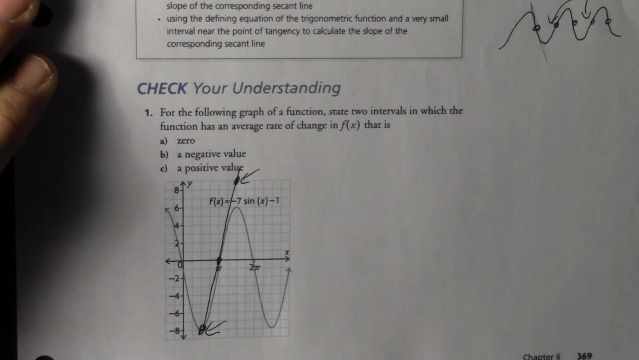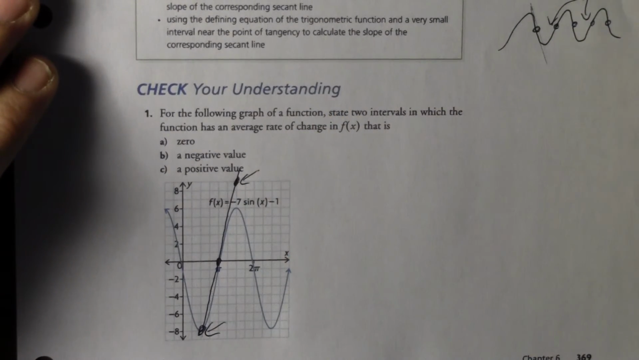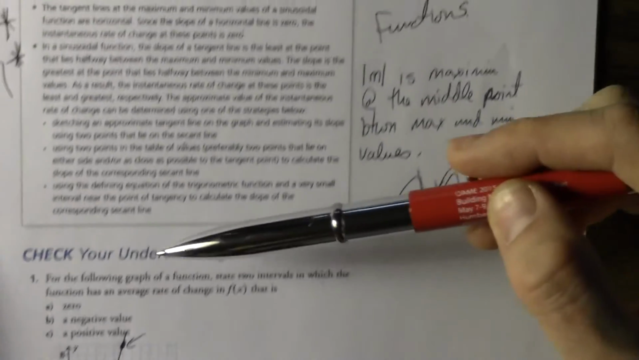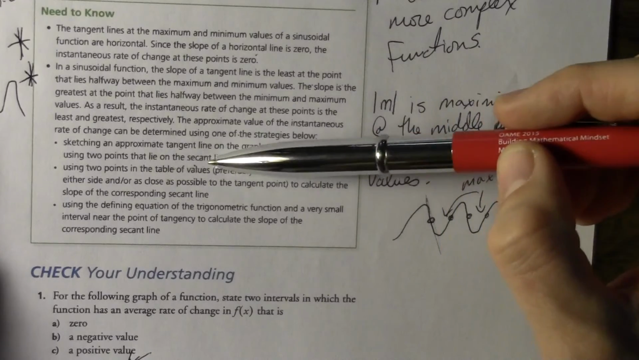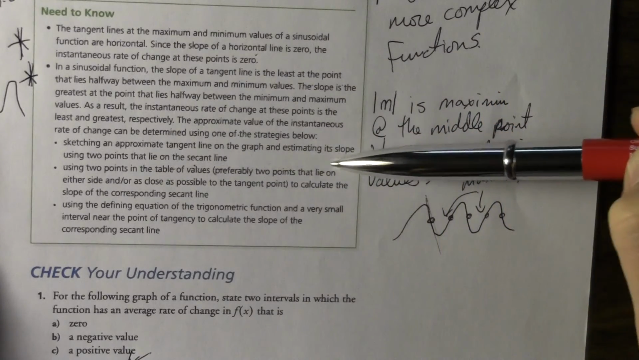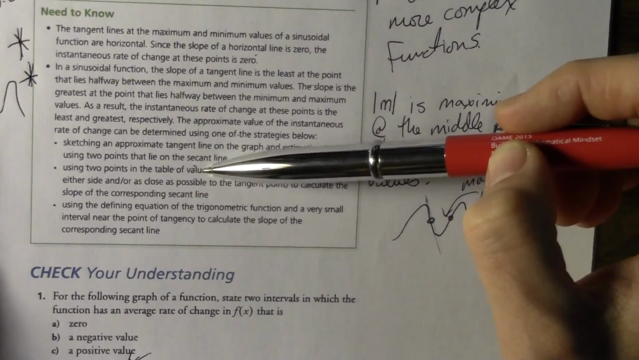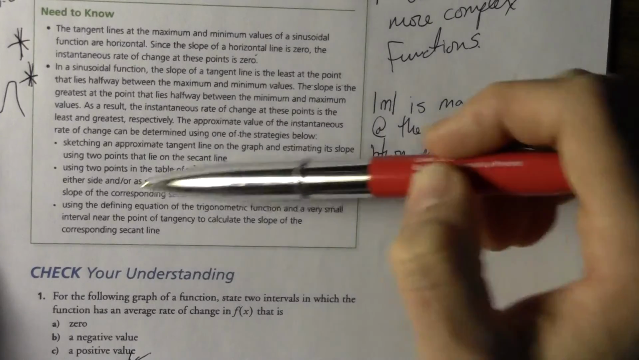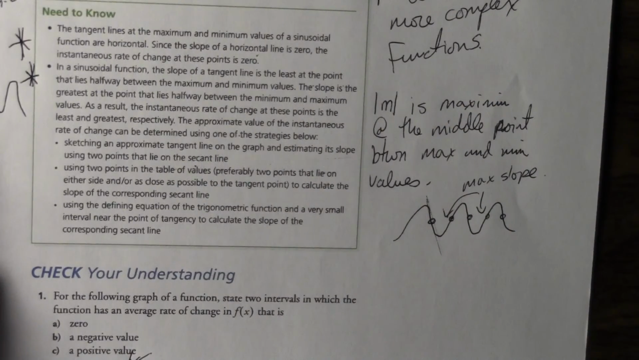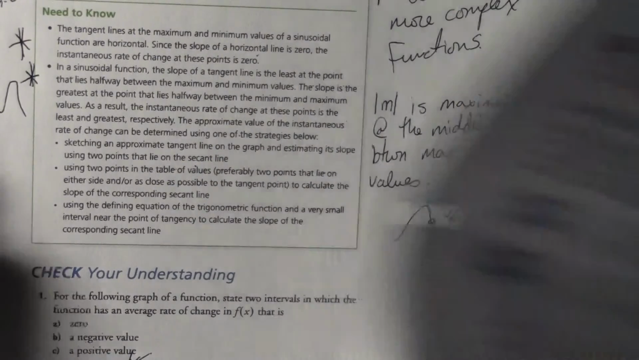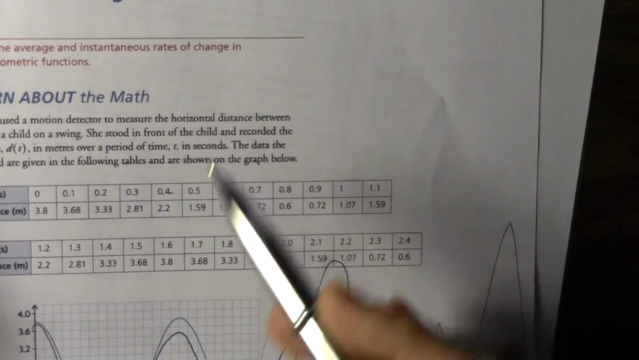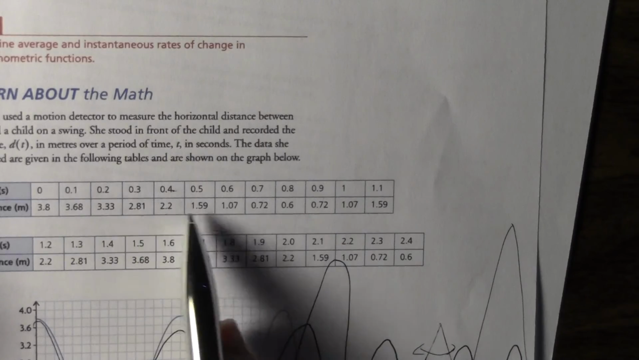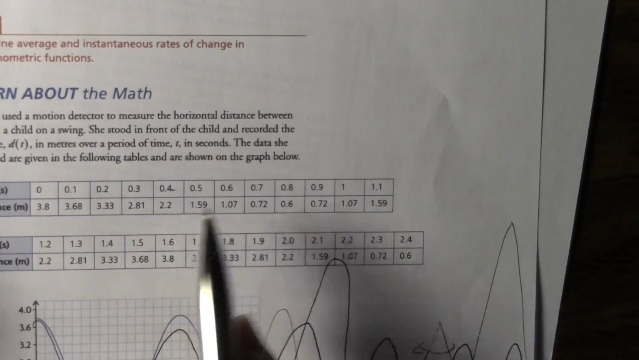Obviously, that's not as good as doing it algebraically, as we can find an exact value if we use the difference quotient. Using 2 points in the table of values, preferably 2 points that lie on either side or as close as possible to the tangent point to calculate the slope of the corresponding secant line. So you would take your table of values, look at your point of interest, which was 0.4, and calculate using the 2 points on either side. Again, that's going to give you an approximation.